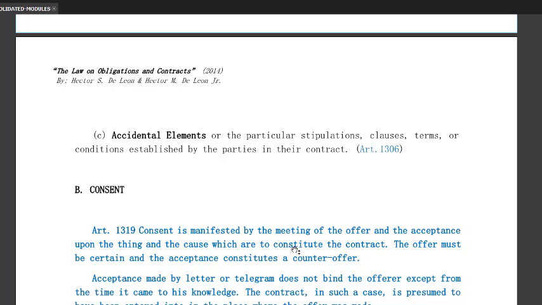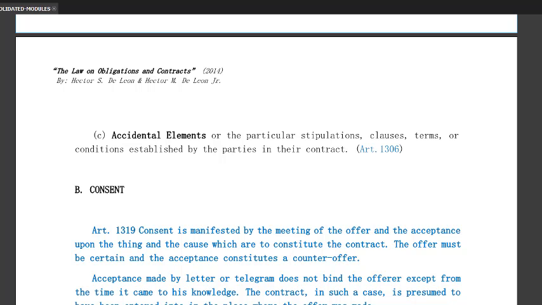What is a perfect example of this? For accidental elements, for example, in a contract of loan, we can stipulate that there will be interest to be paid, aside from the principal payment, and the terms on how the payment will be done or the performance of an obligation, if you have conditions. So, that can be placed in a contract. We call those accidental elements.